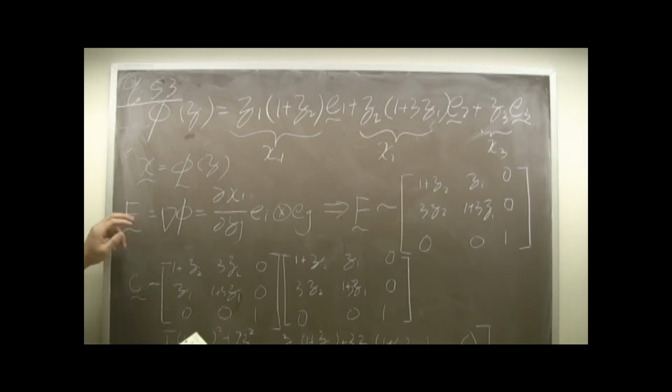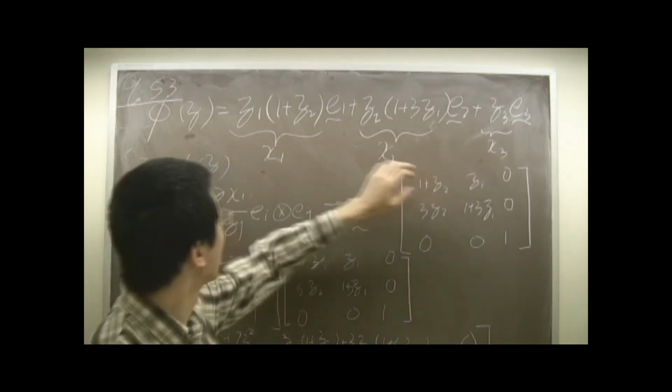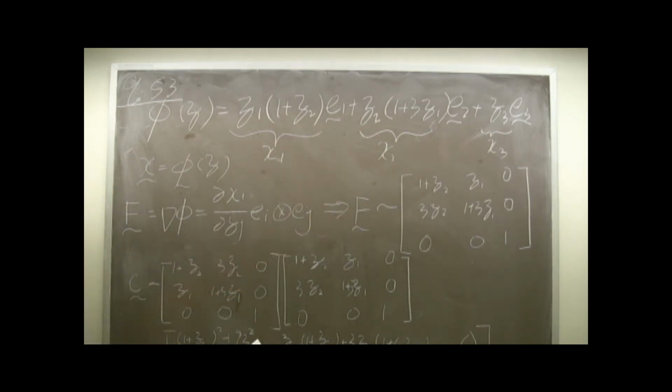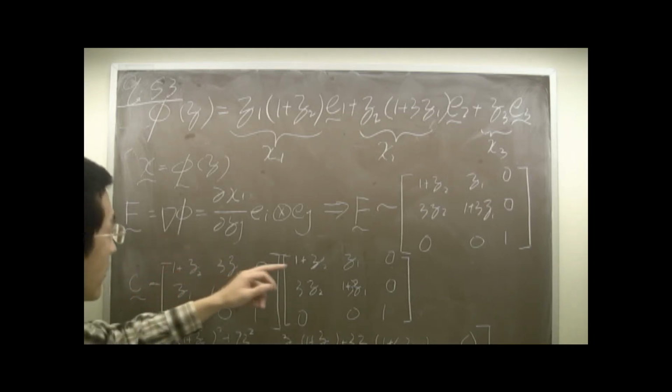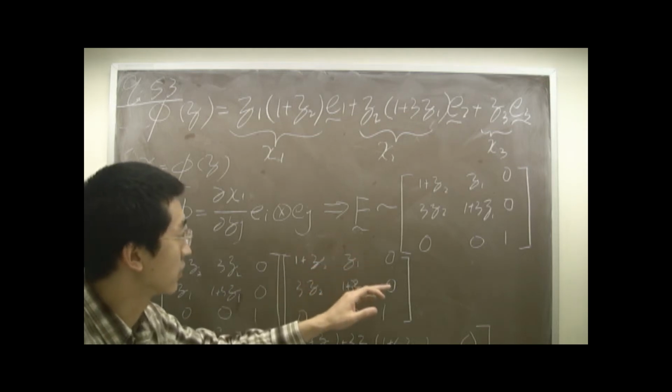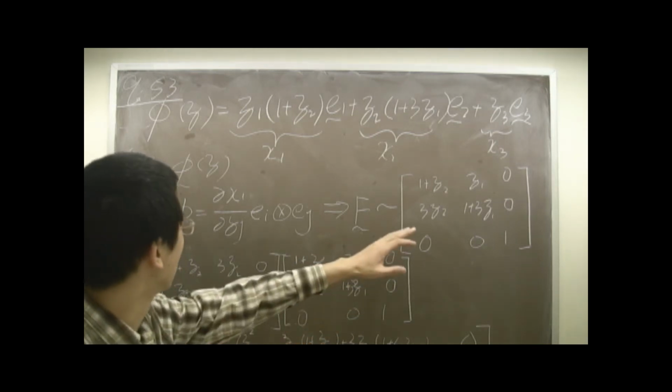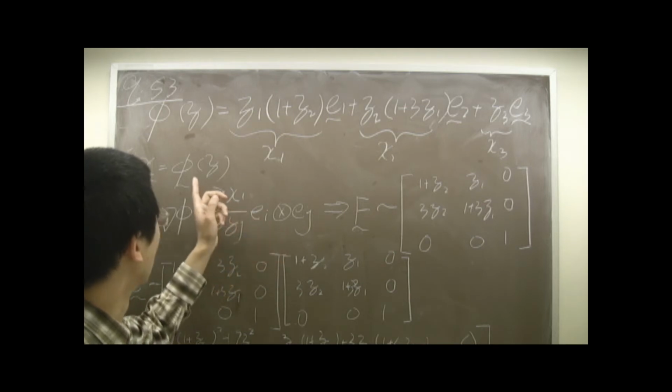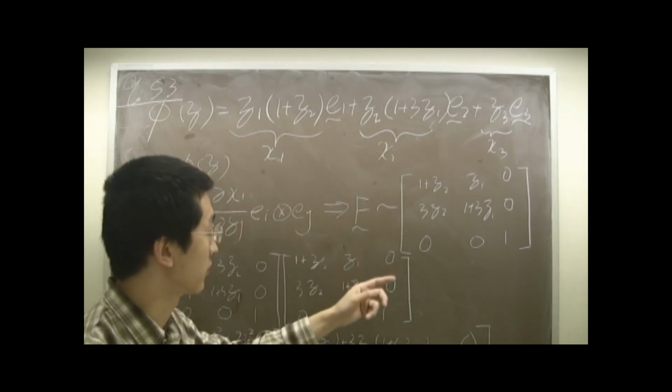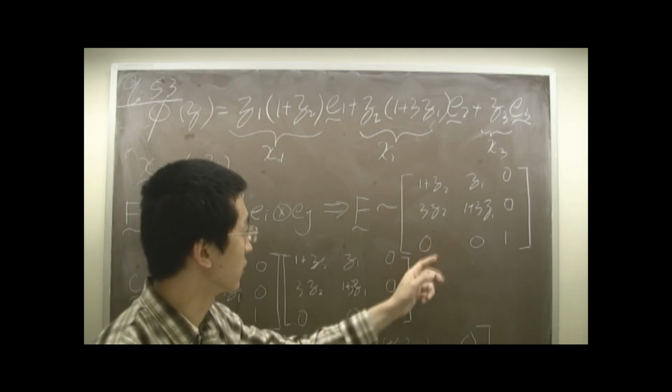From the book, we know that x equals V of Z, and then we can get x1, x2, x3 equal to these three parts. Then from the definition, we know that F equals the gradient of the V function, and then we can get the F matrix, which is very straightforward. Take the derivatives of V with respect to Z1, Z2, Z3, and we get this matrix.